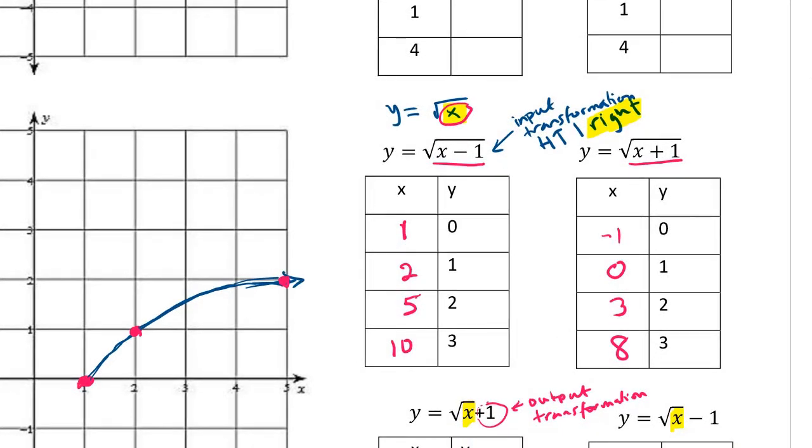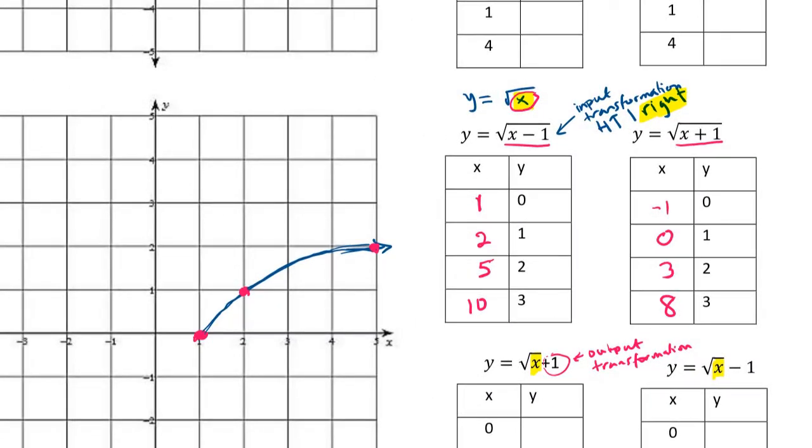-1 gives 0. Let me graph with blue this time. -1 is 0, 0 is 1, and 3 is 2. We're just going to graph 3 points, that's enough. So I think you're right. After we make the graph, let's make that bold. After completing the graph, we see that actually that's a movement to the left.